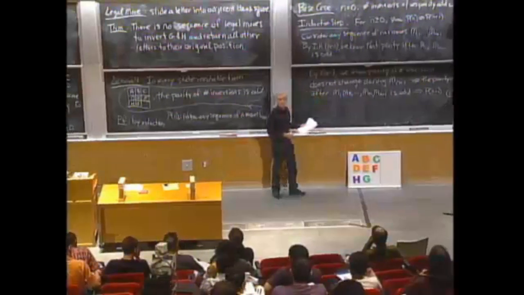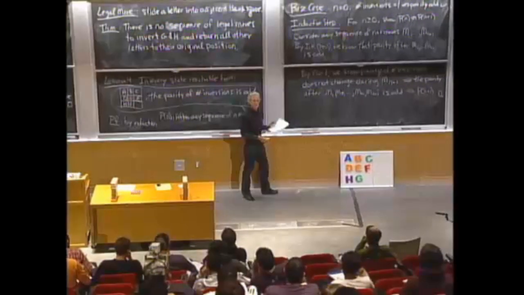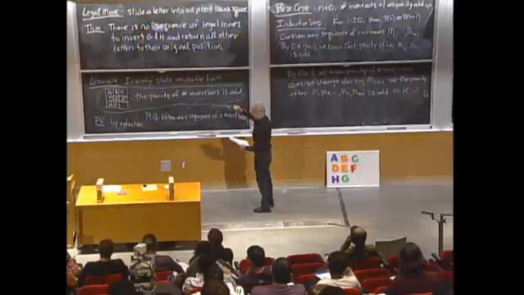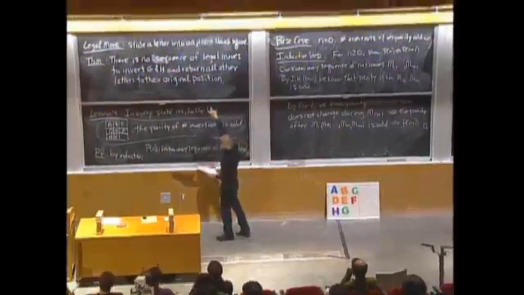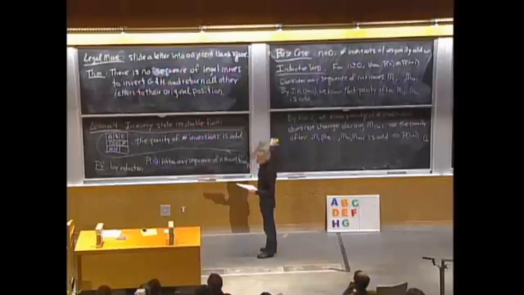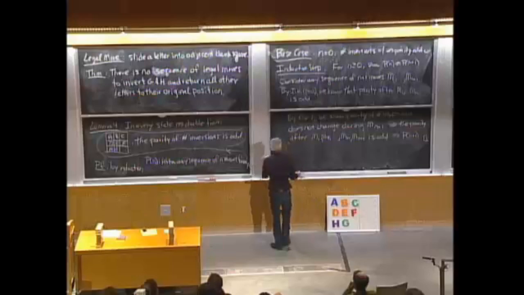Any other questions? All right. In fact, did I write? Oh, the theorem. Yeah, the theorem's up here, right? There is no sequence of legal moves to invert G and H. In other words, the students were screwed. They couldn't do it fairly. So let's prove the theorem now.